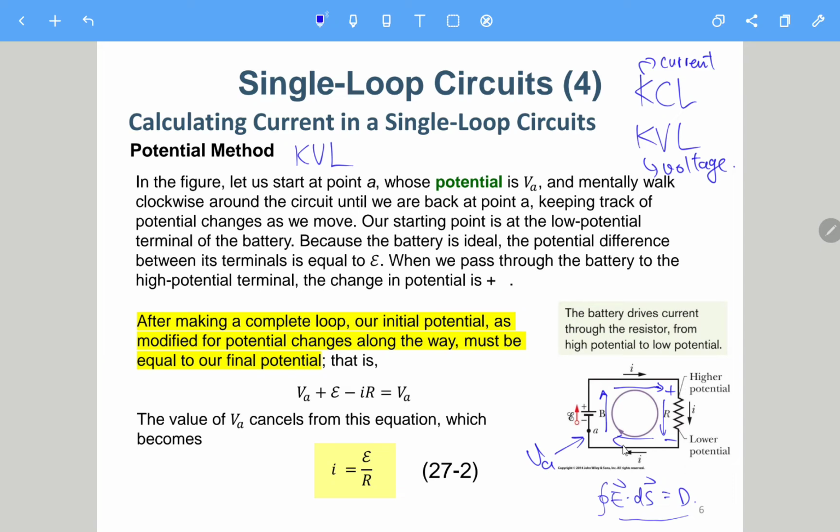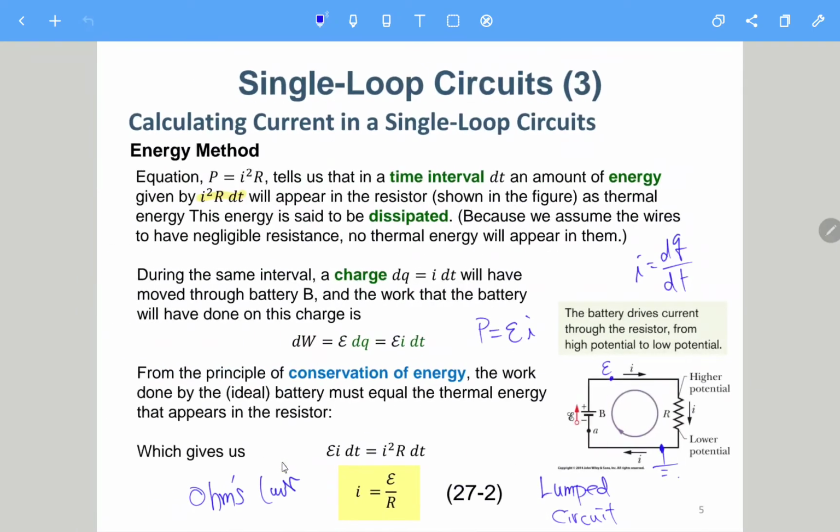So VA plus E minus IR. Then we go to this point, and this is a perfect wire, so we go back here. This node should be VA. So finally you find that VA and VA will cancel each other, and it turns out to be E equals IR, or I equals E over R, which is actually the same as the previous equation.